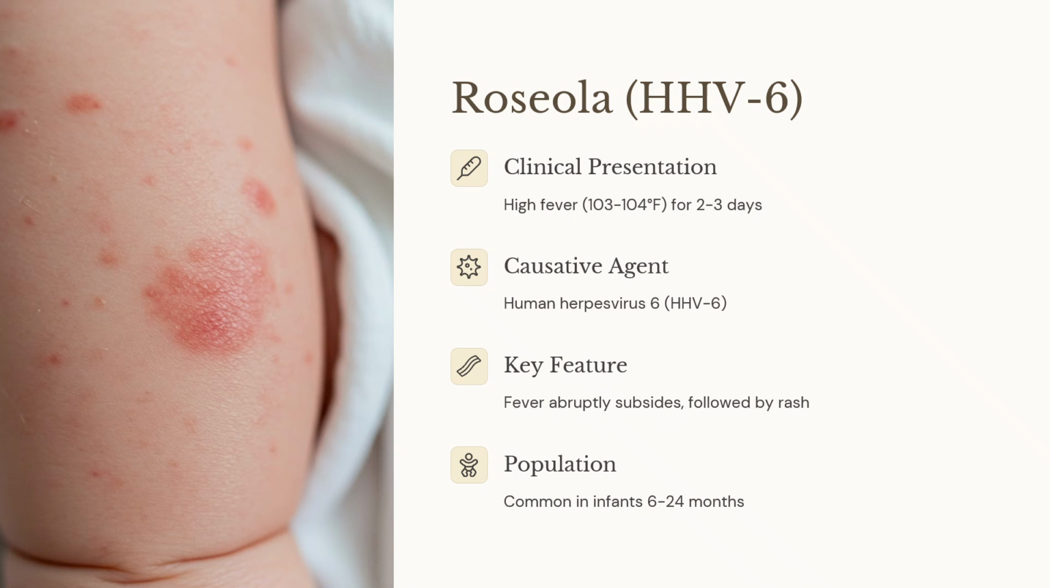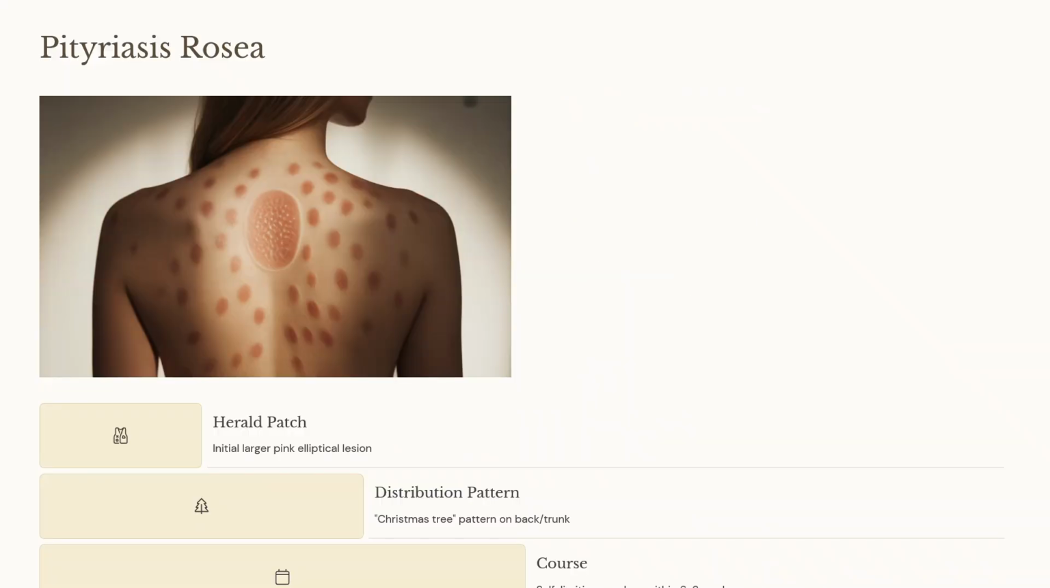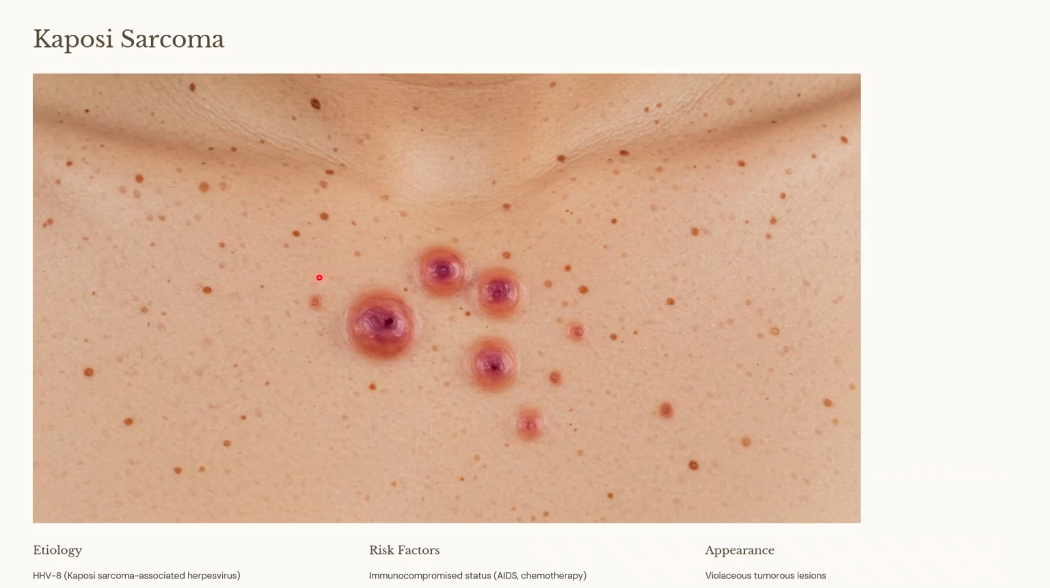The next condition is Pityriasis rosea. Even though the names are almost similar, they are totally different conditions. In Pityriasis rosea, there will be something known as a herald patch: even though there are smaller patches, there will be a large pink elliptical lesion. The pattern of distribution will be a Christmas tree pattern, which is seen on the back as well as on the trunk.